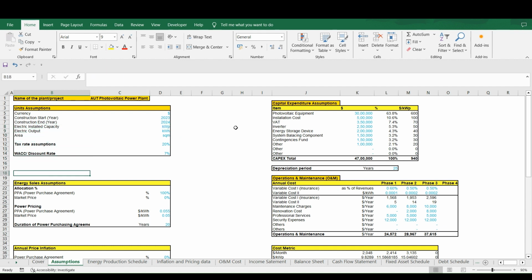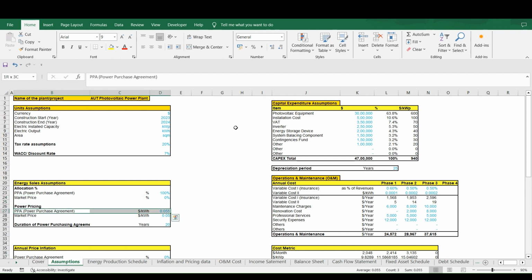And next we have the energy sales assumptions. We have assumed that there will be two methods to sell our energy. First one is the power purchase agreement that we'll be able to do with any of the purchasers of power. It can be government or private. Then we have the market price rate. So it will be a mix of power purchase agreement and market price.